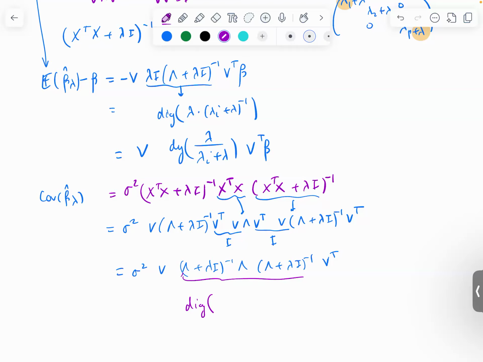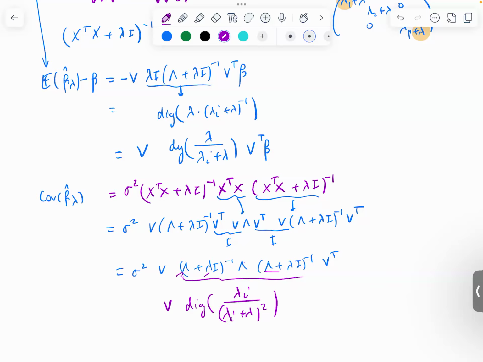It would be lambda_i divided by lambda_i plus lambda squared. Yes, let me write it like this: lambda_i plus lambda squared. Exactly, would be this, right? You just treat them as just numbers. Imagine looking at the ith entry: it will be lambda_i plus lambda, and then the inverse would be 1 over that because it's diagonal. And then this will be lambda_i. So this goes to the numerator, and this is the same thing in the denominator, so you get the square.